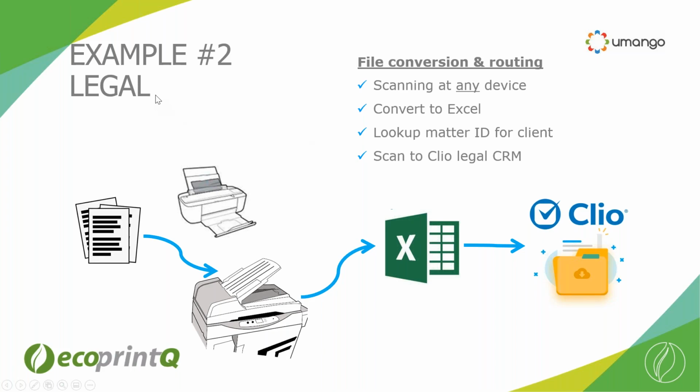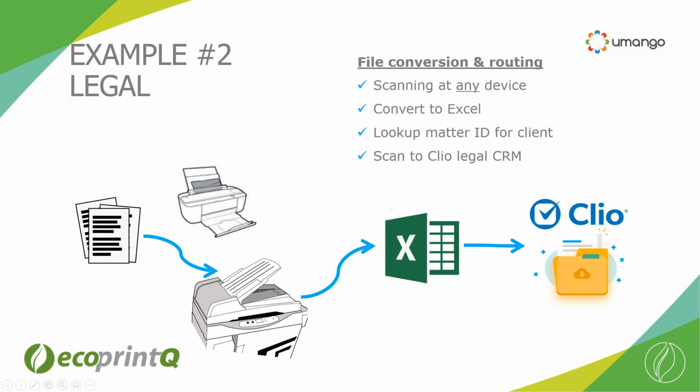What about file conversion and routing? What about this example for legal? In this case, it's again going to be an Excel file. They also wanted to be able to do other file formats, but I just took one of their workflows that they had done. They wanted to scan at any device. Actually, this is incorrect, it was at the MFD. They wanted it to convert to Excel, but in this case, they're looking up the matter ID for the client.